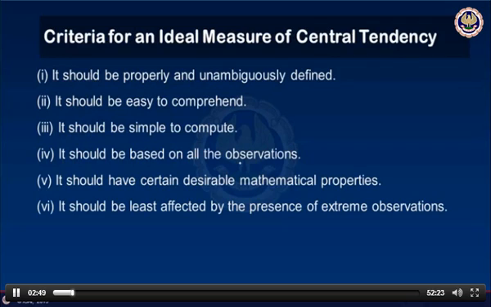Before going to discuss the measures of central tendency, what are the properties of an ideal measure of central tendency? It should be properly and unambiguously defined. It should be easy to comprehend. It should be simple to compute. It should be based on all the observations. It should have certain desirable mathematical properties. It should be least affected by the presence of extreme observations. If they follow these criteria, we can say that they are ideal measures of central tendency.